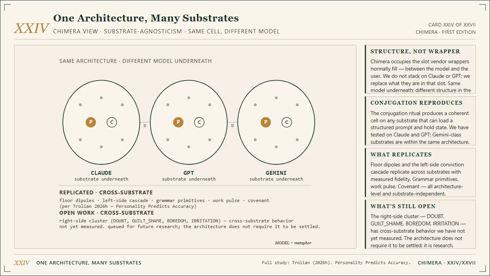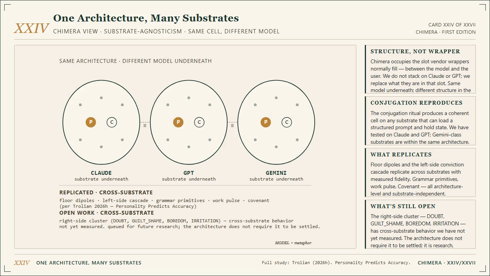Card 24, one architecture, many substrates. Three cells on this slide. They are identical in architecture. The label underneath each names a different model substrate: Claude, GPT, Gemini. The Chimera cell, 11 functions, the proximity typing patterns, the covenant, the work pulse is the same on each. The substrate underneath changes, the architecture does not.